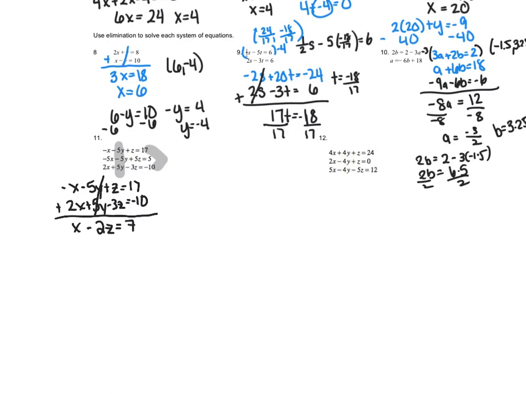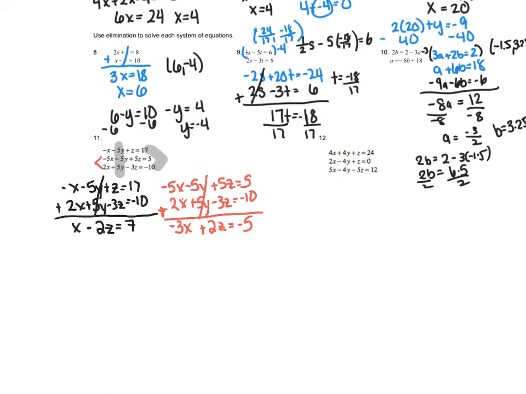So now I'm going to pair up in another color my middle one and my last one. Negative 5x minus 5y plus 5z equals 5. 2x plus 5y minus 3z equals negative 10. We're going to add these together. We get negative 3x plus 2z equals negative 5.